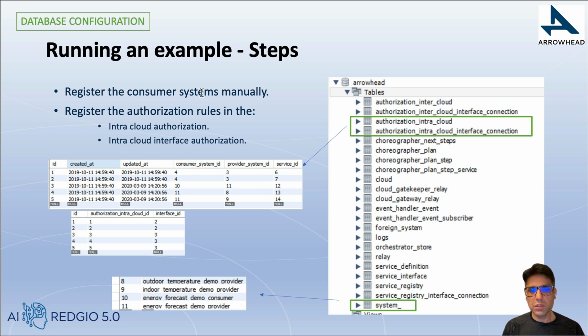For a consumer system, we need to register it manually using the Swagger API, which I have shown earlier in the previous videos, how to do that. And then we assign the ID to the consumer, and then we define it in the systems table. Here the consumer is number 10, and then we also assign the authorization rules for the service ID for each and every service we want that consumer system to consume, along with the provider and the consumer ID.